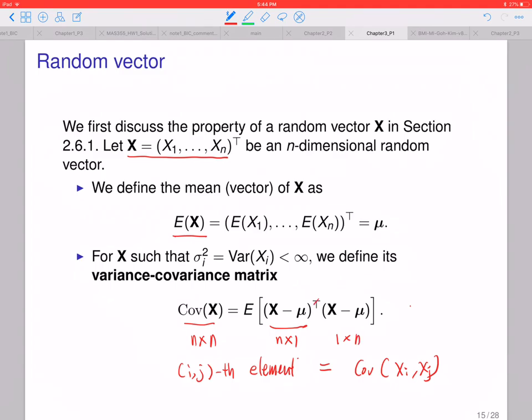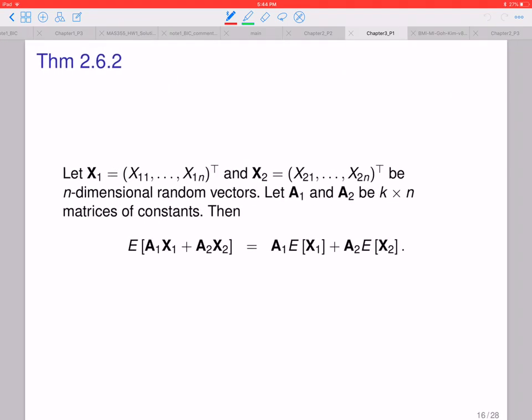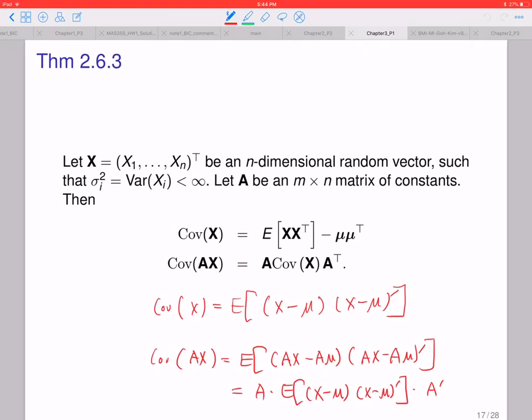So x is a column vector, so the prime should be here. This transpose is on the right side, so it's a typo. Okay, so that is the definition. And the first theorem is easy, just the expectation can be taken inside. The second part is the covariance matrix, defined this way, right?